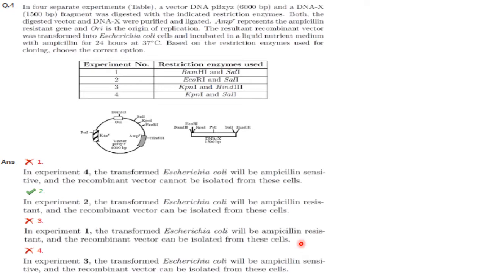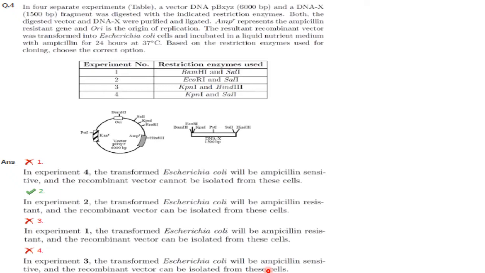So origin of replication itself is restricted, so naturally the recombinant vector will not be able to multiply. Then coming to option 4. In experiment 3, the transformed Escherichia coli. So experiment 3 is KpnI and HindIII. So over here, KpnI, HindIII, KpnI, HindIII. If you digest over here, the HindIII region is digested, so ampicillin resistance will not be there, it will be sensitive. So transformed Escherichia coli will be ampicillin sensitive, yes. And the recombinant vector can be isolated from these cells.